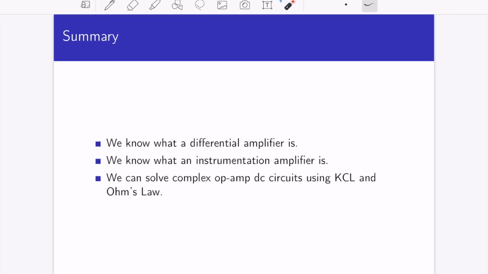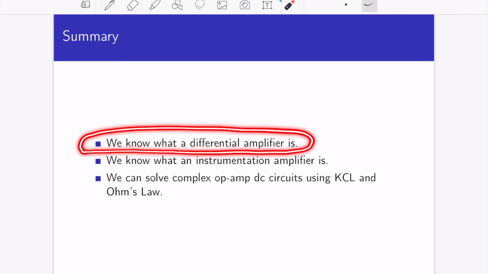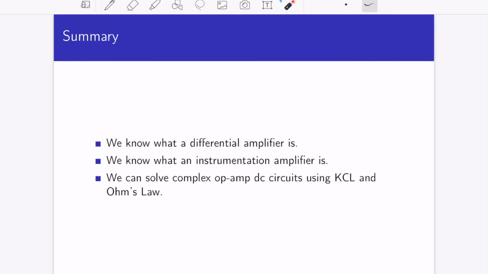So that was a long example, but it did a couple of different things. First of all, we derived the gain equation for a differential amplifier. That is a useful design by itself. Then we also added the inputs to it so that we have what we call an instrumentation amplifier. So hopefully after this example, you know that you can solve complex op-amp circuits, and these are DC, right? And they only have resistors. We will use KCL to do that, and Ohm's law, and that's all you need.